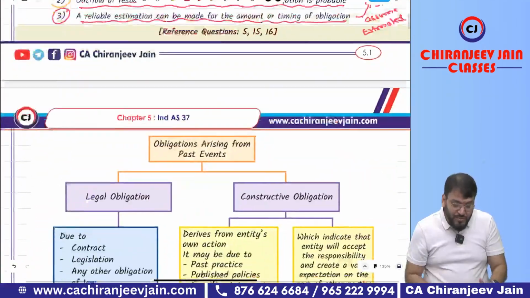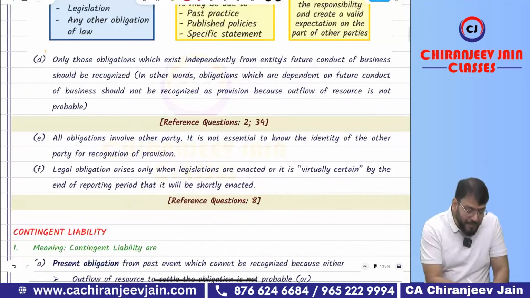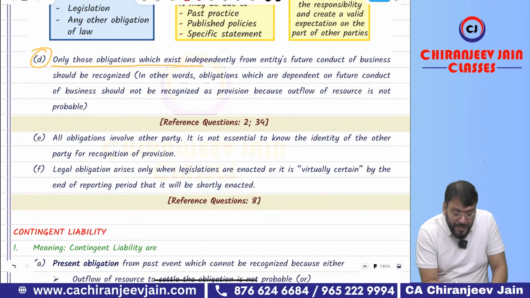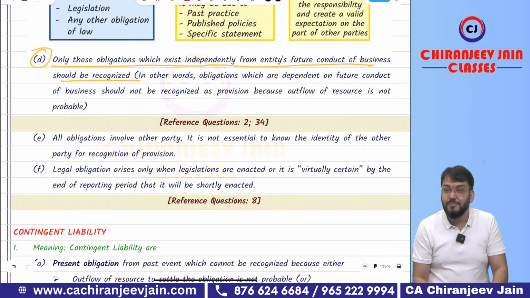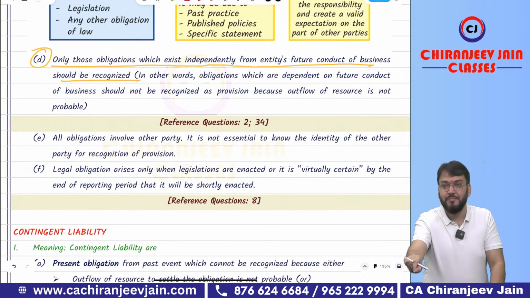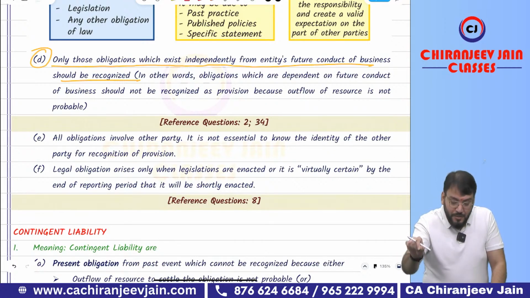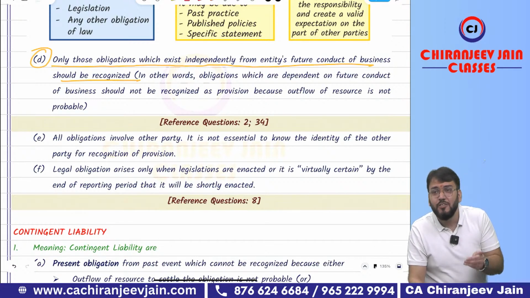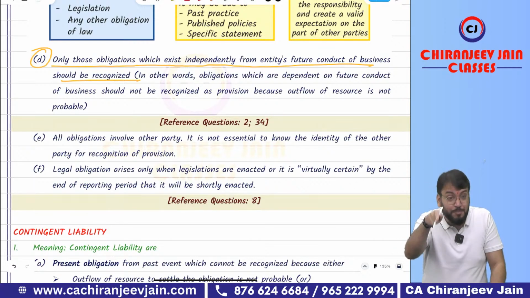So if you have understood this, can I say you understood this point number D? What they are saying: only those obligations which exist independently from the entity's future conduct of business should be recognized. In simple words, those obligations which are dependent on future conduct of business should not be recognized as provision.